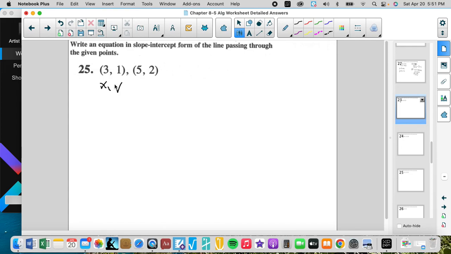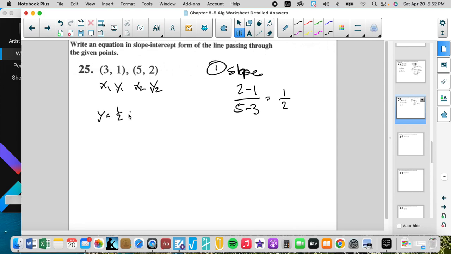X sub 1, y sub 1, x sub 2, y sub 2. They're going to get tricky soon. This is not a tricky one. The slope, y sub 2 minus y sub 1 over x sub 2 minus x sub 1, gives me 1/2. Y equals 1/2 x plus b.